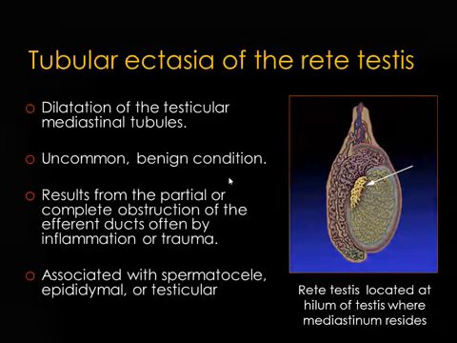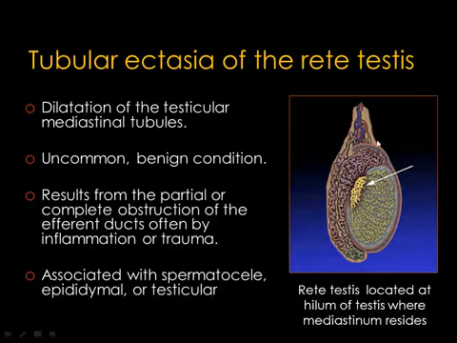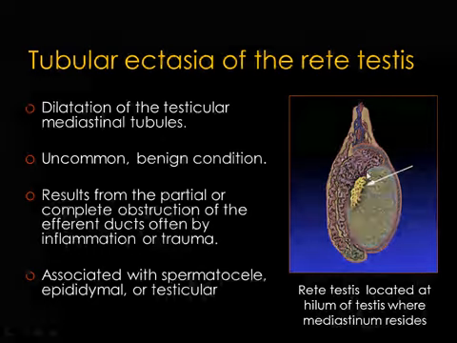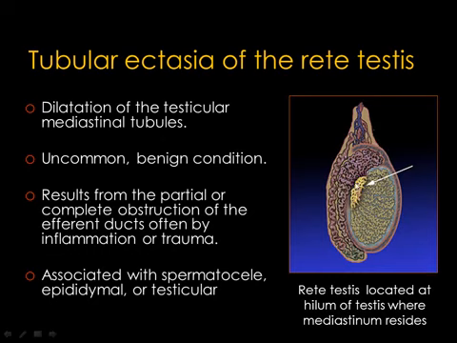Tubular ectasia of the rete testis. It is dilatation of the testicular mediastinal tubules. The rete testis is located at the hilum of the testis where the mediastinum resides. Cystic ectasia of the rete testis is an uncommon benign condition. This results from partial or complete obstruction of the efferent ducts, often by inflammation or trauma. It is usually associated with the presence of spermatocele, epididymal or testicular cyst.